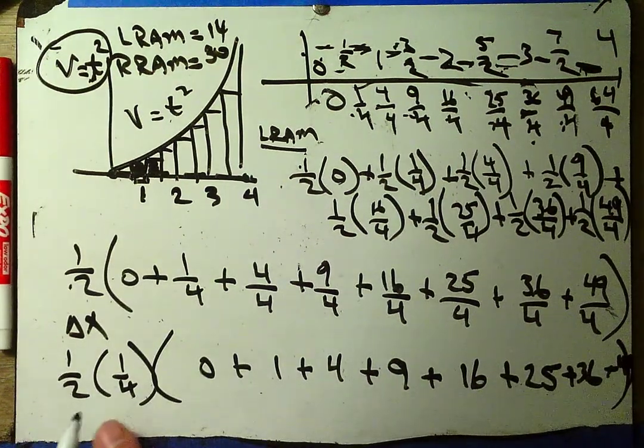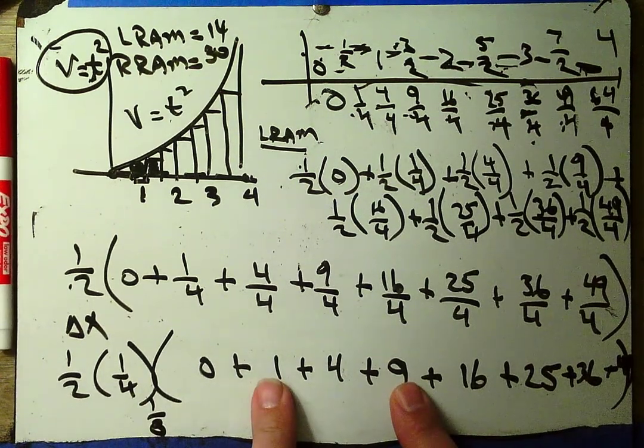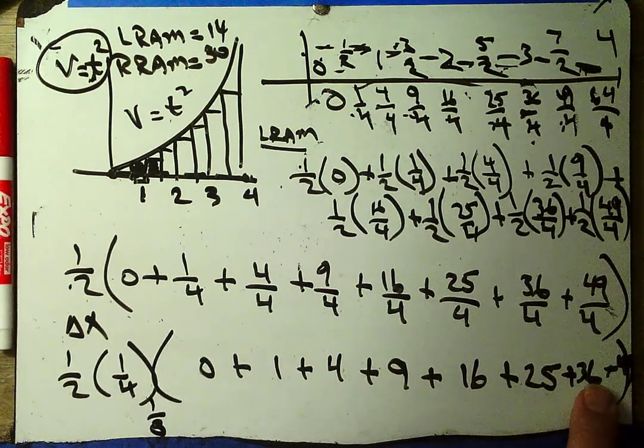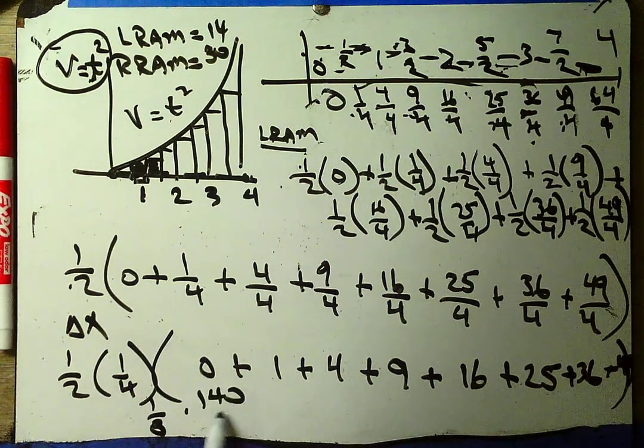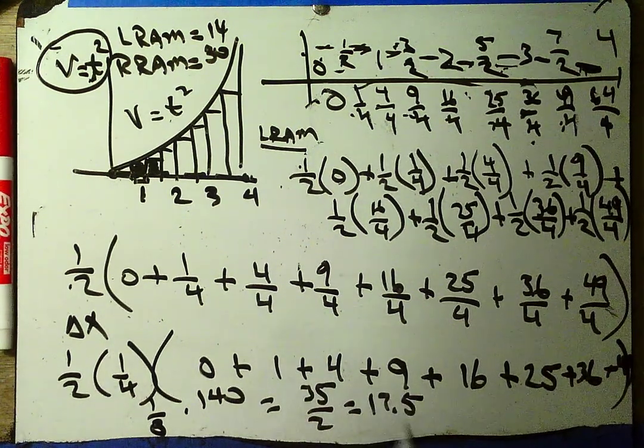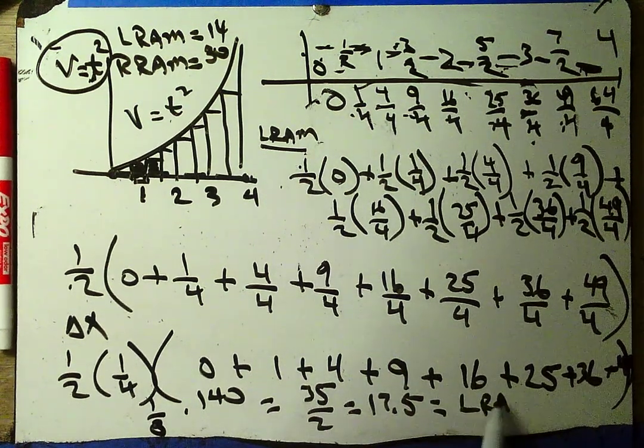So what do I have here? Well, this is going to be 1/8. And here I've got 10 plus 20 is 30, 40, 55, 85, 91, 140. So I got 140 times 1/8, or 70 over 4, 35 over 2, or 17.5. Well, that's interesting. So now my LRAM is 17.5.